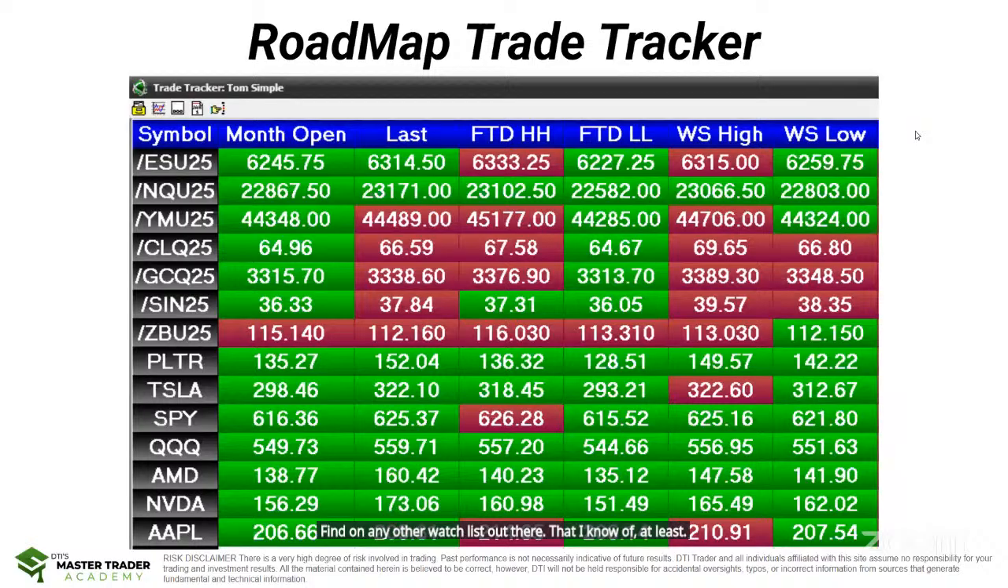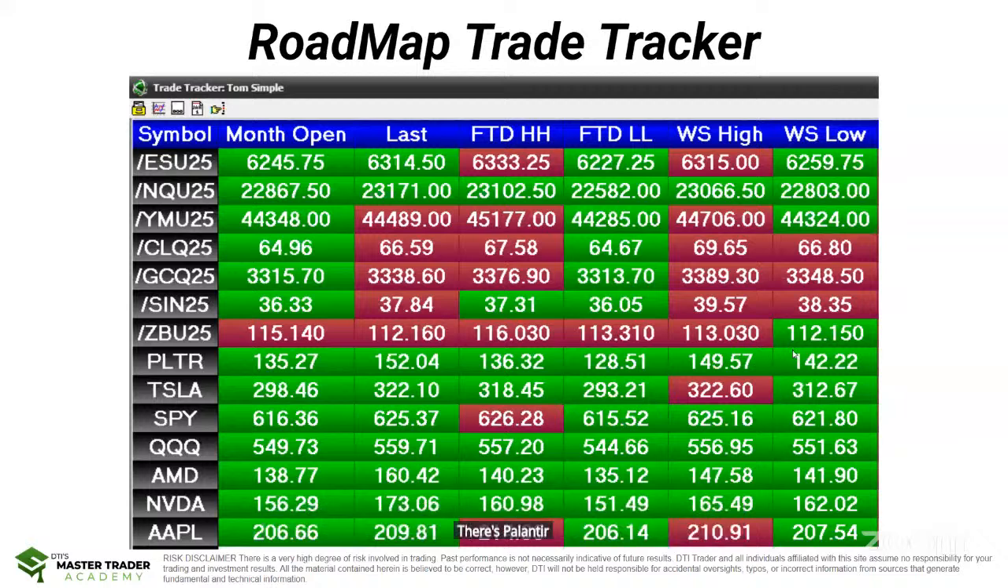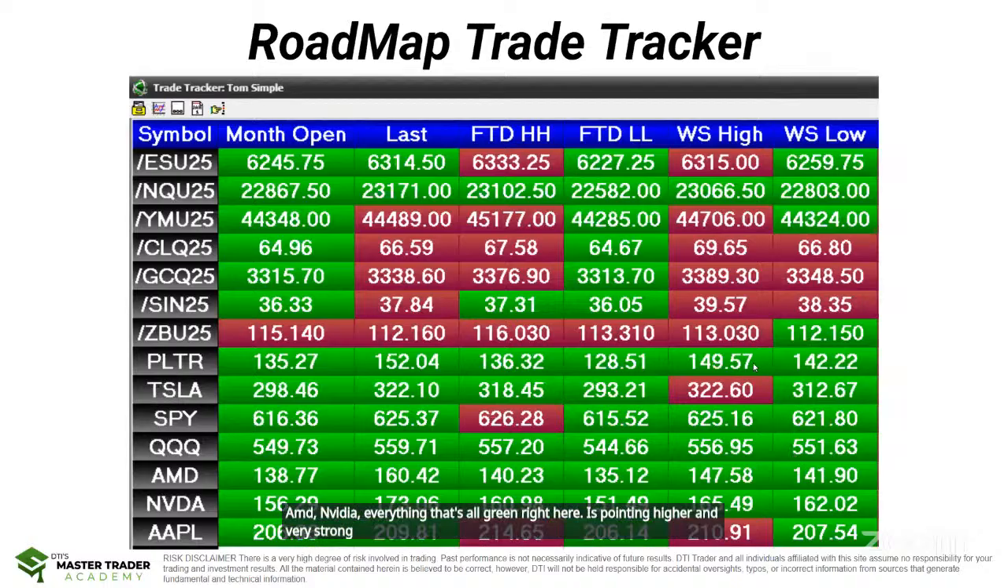The trade tracker is based on the first 3 days process that we spoke about, where we want the stocks to get above the first 3 trade days of the month or below it. There's Palantir, all green. That's strong. QQQ, all green. That's strong. AMD, Nvidia, everything that's all green right here is pointing higher and very strong. Anything that's all red, which we don't have anything all red, is pointing lower.